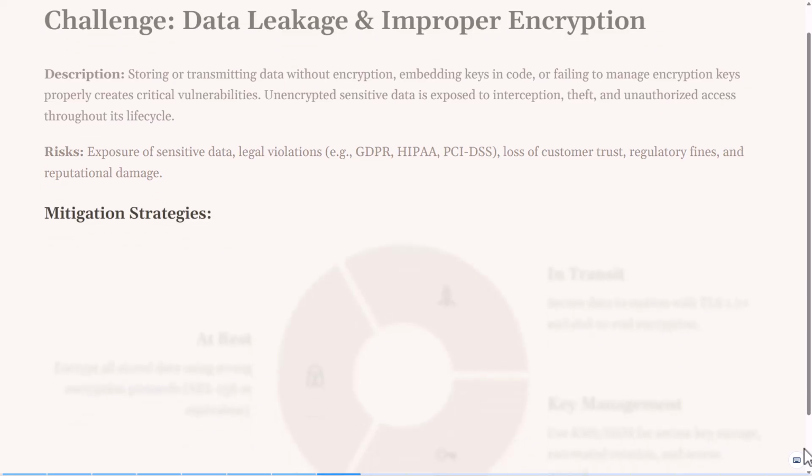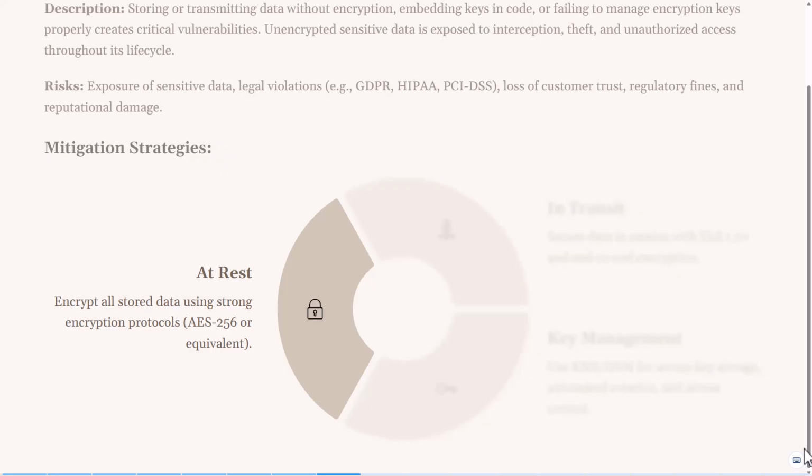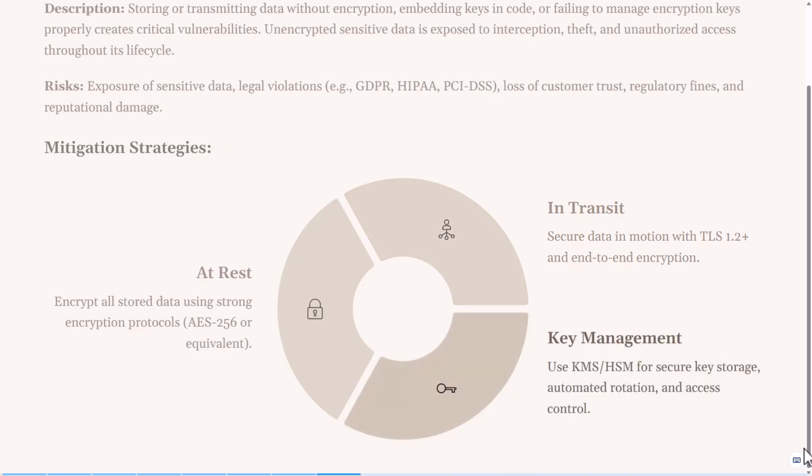Solutions for this challenge are encrypting data at rest and data in transit, and using secure key management tools like Key Management Service, that is a cloud service that safely creates, stores, and manages encryption keys, or using HSM, hardware security module, that is a physical device that keeps encryption keys very safe and never lets them leave the device. Also, automate rotation and access control.